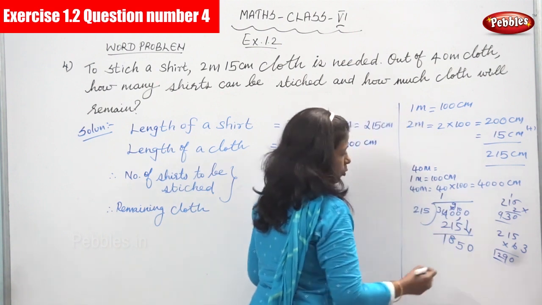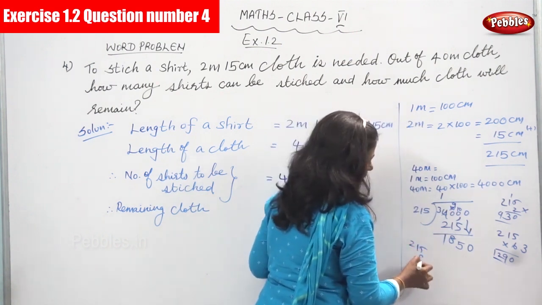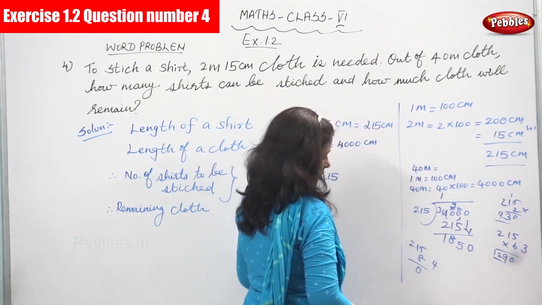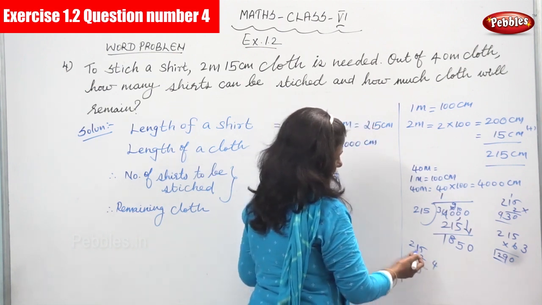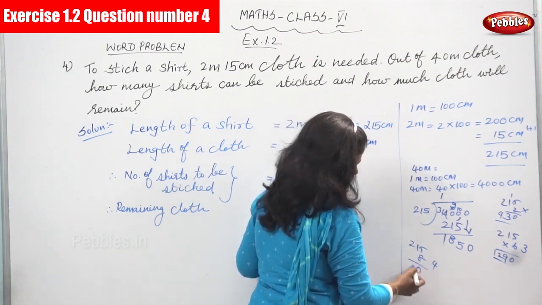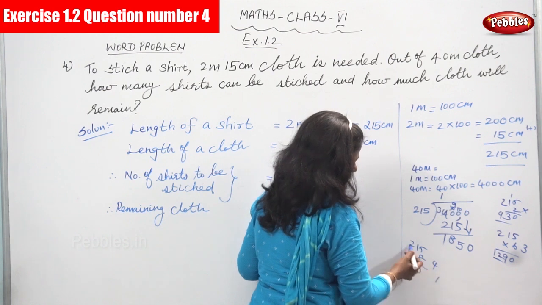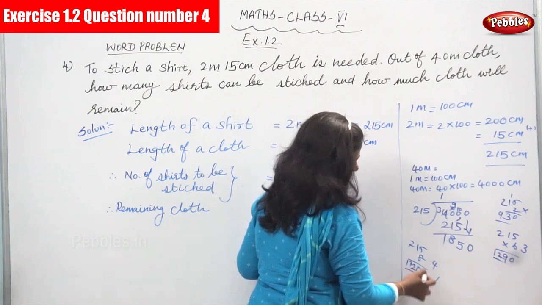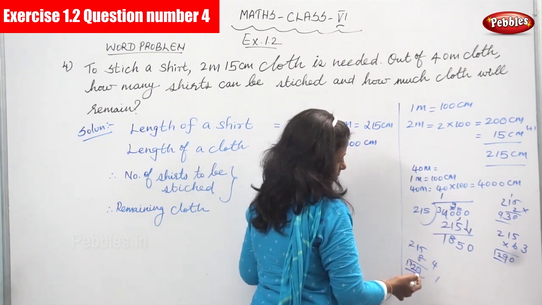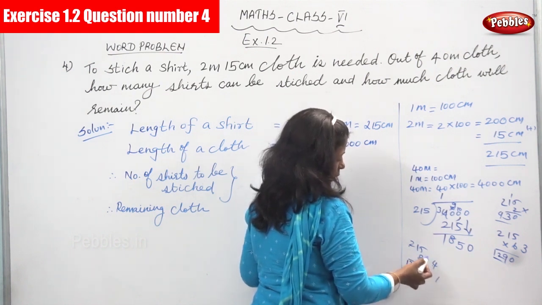So again we have to do it. Now take 215 into 8. 8 5s are 40, write 0 and carry 4. 8 1s are 8, 8 plus 4 is 12, write 2 and carry over 1. 8 2s are 16, 16 plus 1 is 17. I'll repeat once again: 215 into 8, 8 5s are 40, with carry over.